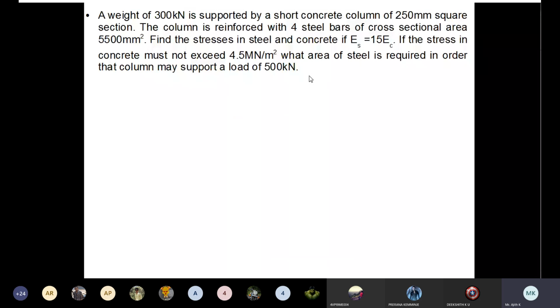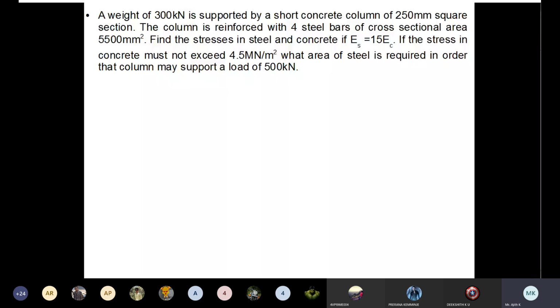Take down the question. A weight of 300 kilonewton is supported by short concrete column of 250 square section. Column is reinforced with 4 steel bars of cross section area 5500 square. Find the stresses in steel and concrete if Young's modulus of steel is equal to 15 times Young's modulus of concrete. Stress in concrete should not exceed 4.5 meganewton per meter square. Find what area of steel is required to support a load of 500 kilonewton.